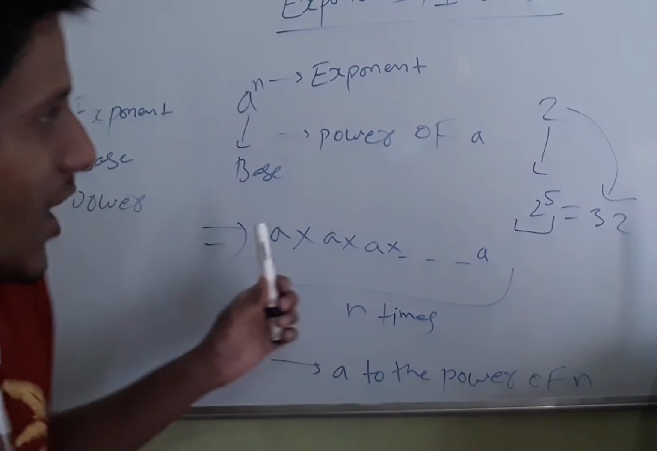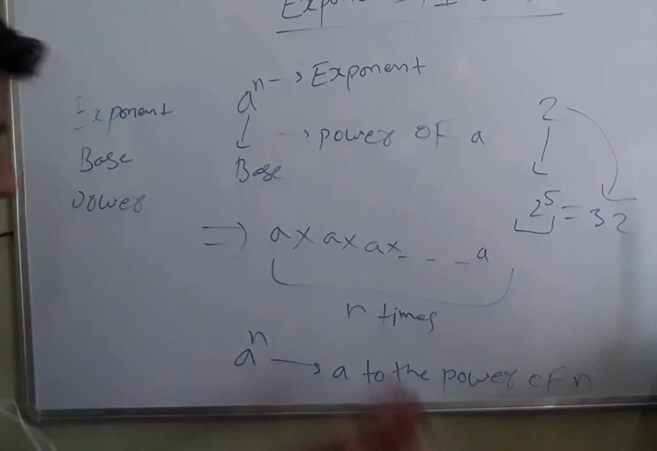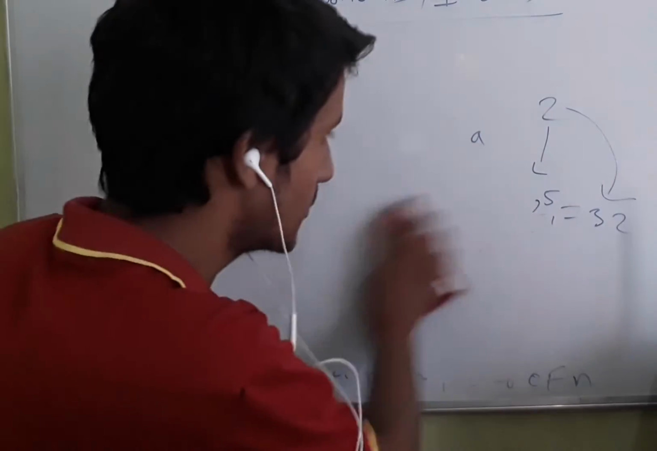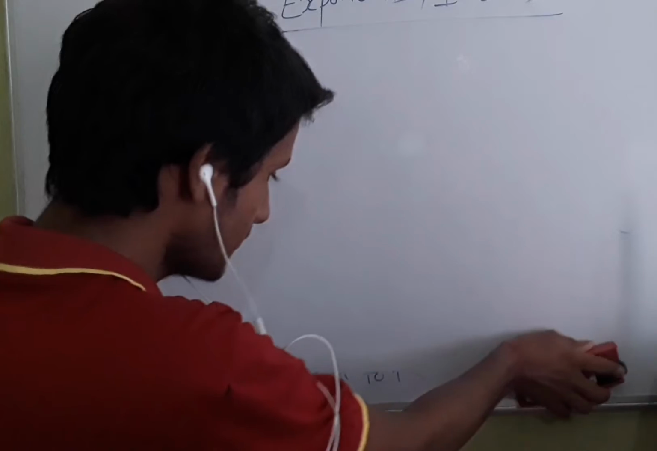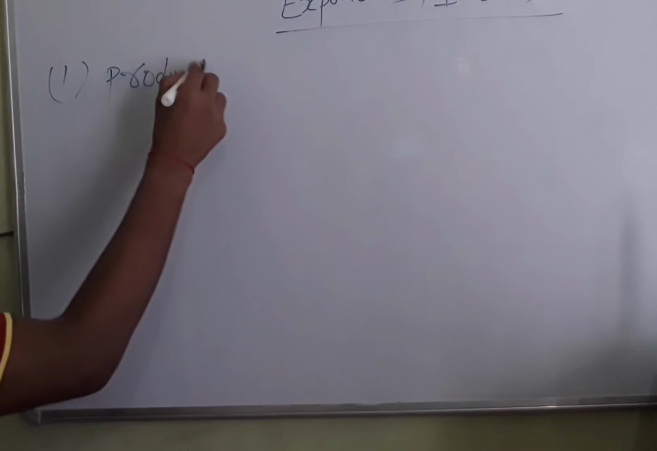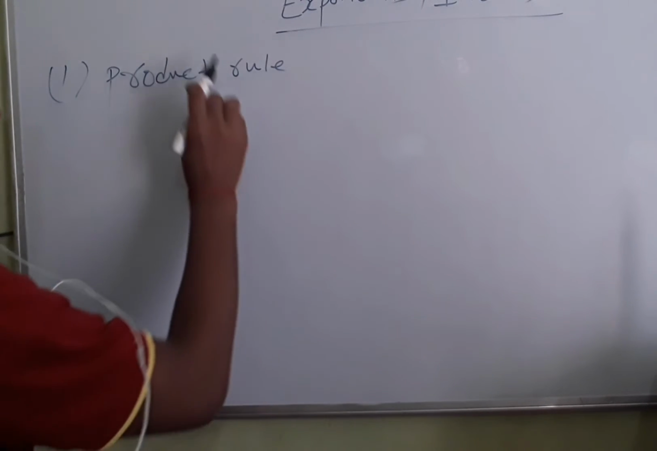Let's now move on to some rules of exponents. So what are the rules? First is the product rule.